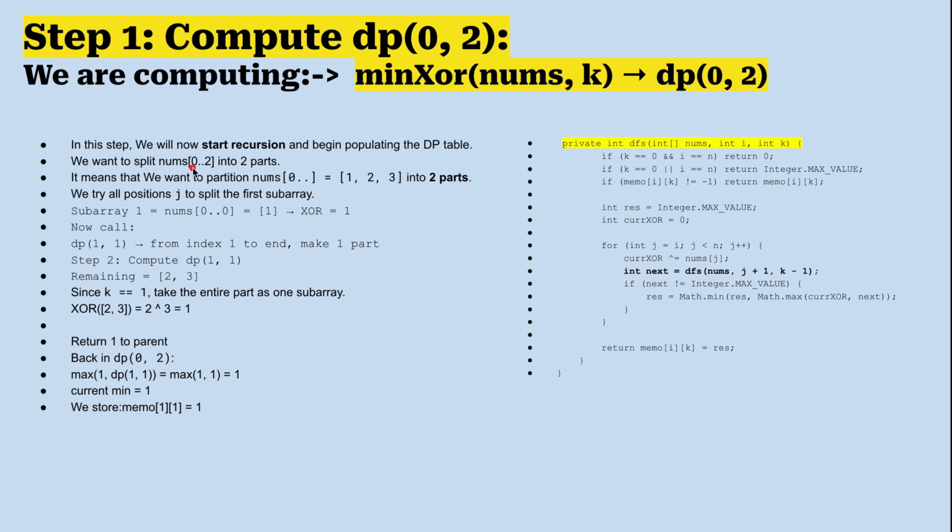So we want to split the array into 2 parts. That is why I'm saying how many parts we have to do? The 2 parts. It means we want to split these nums, 1 2 3 that we have been given, into 2 parts, right? So we'll try all the possible j to split the first subarray. Let's call it subarray 1, and the subarray 1 is nothing but 1, means from 0 to 0.